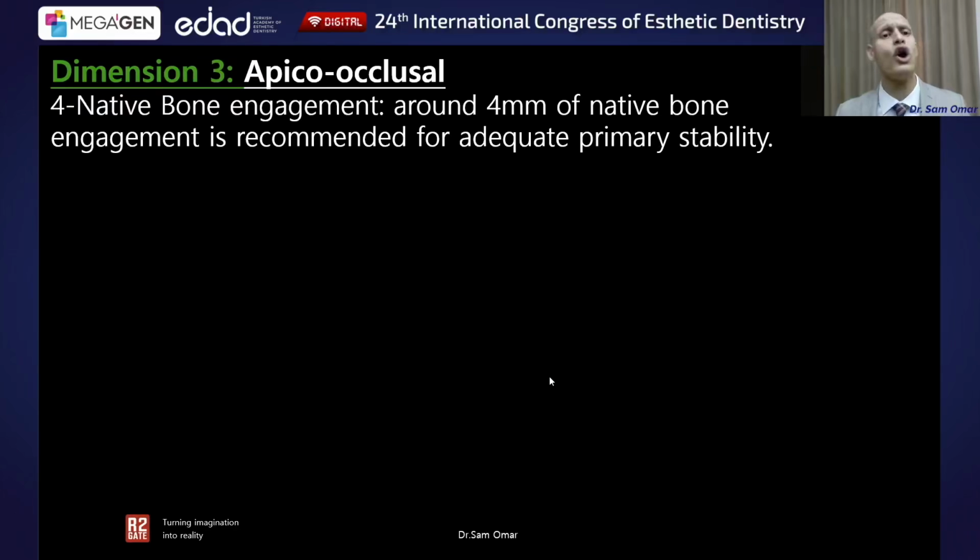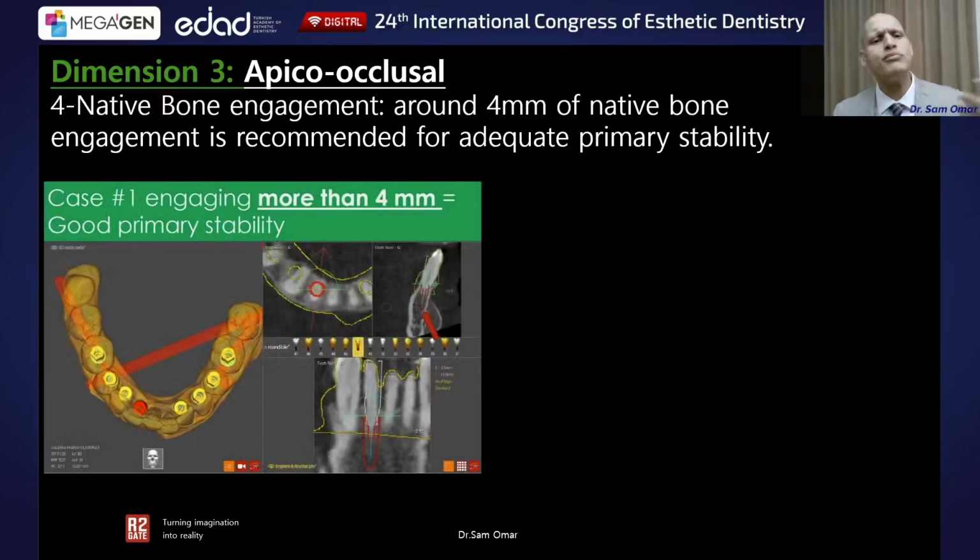Dimension number 3, also we have native bone engagement. So what do we exactly mean by native bone engagement? Well, this is basically a rule that we need to apply mostly in extraction sockets or in cases where we're planning the implant very close to the sinus. So how much bone are we engaging when we're planning our implant? Because we want to make sure that when we're placing our implant, we get adequate primary stability.